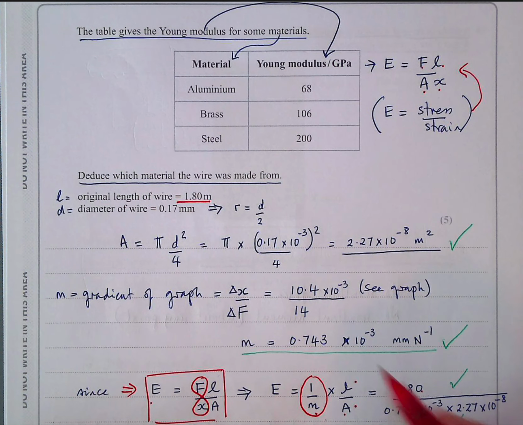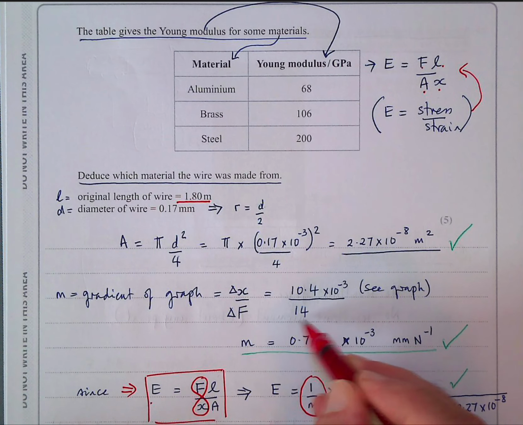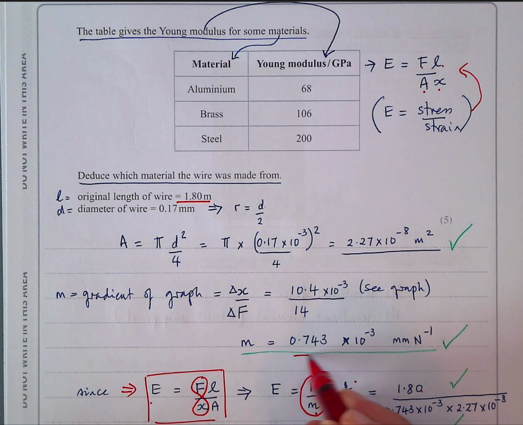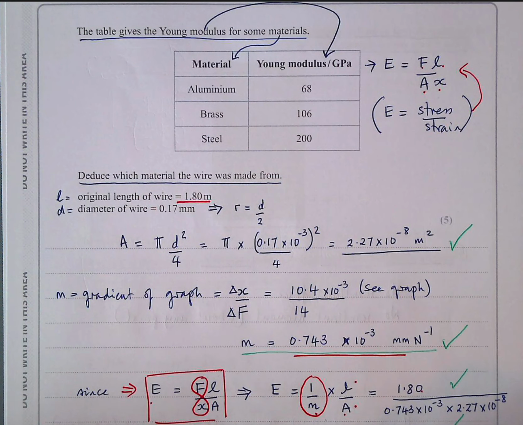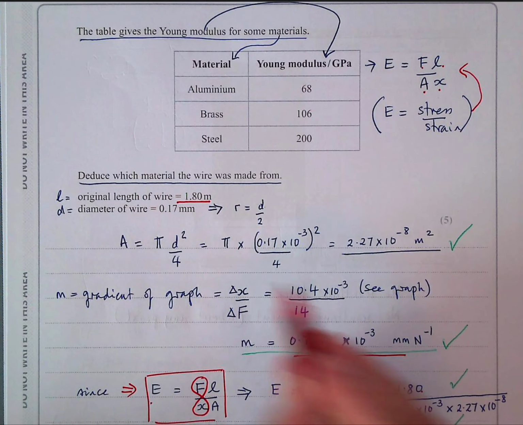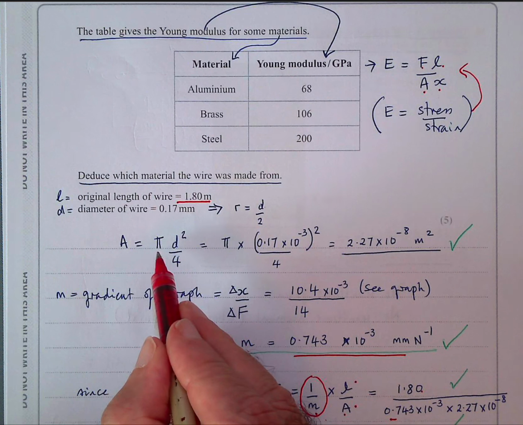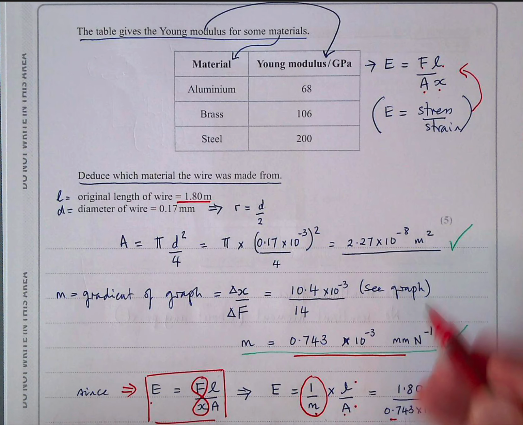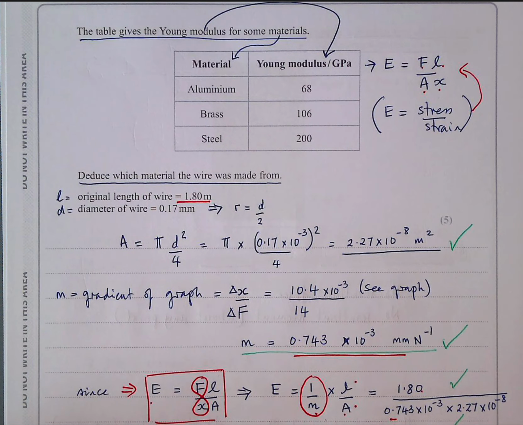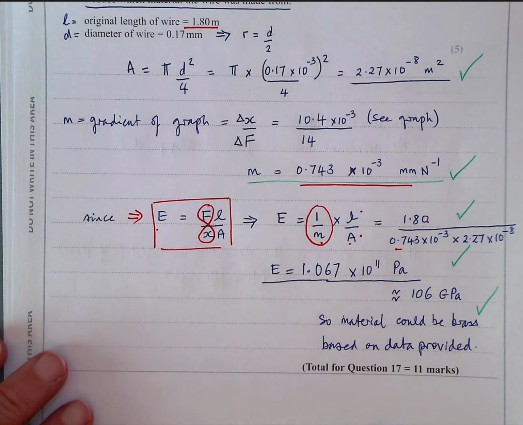Once you've done that, you divide it by the change in force, and you'll get the gradient. Remember, F over x is 1 over the gradient because of the orientation of the graph. You put that number in. Here's the gradient, and the only thing to remember is how to work out the area. The cross-section area is pi r squared, which is d squared over 4. Put the numbers in and you'll get the area, and the green ticks show you where you get the marks from on the mark scheme.